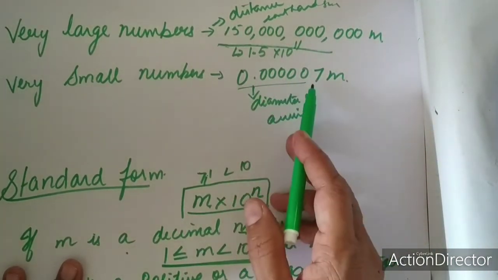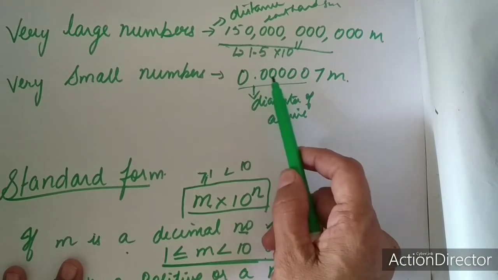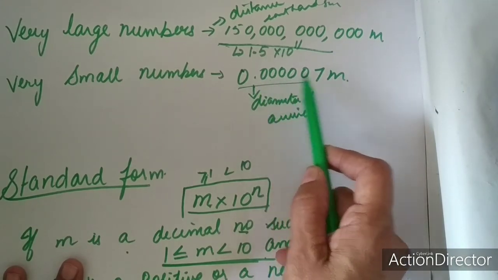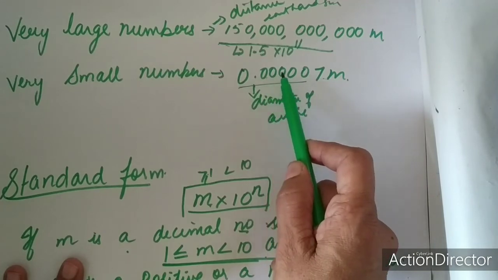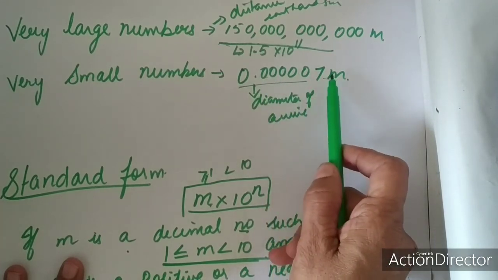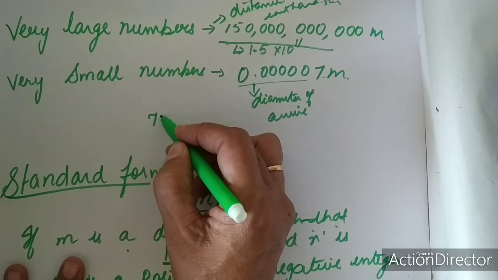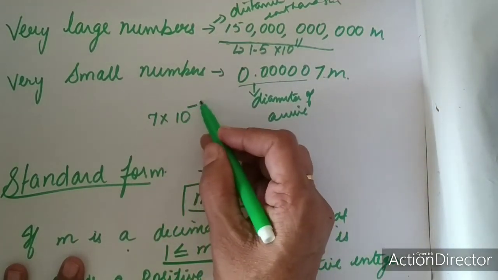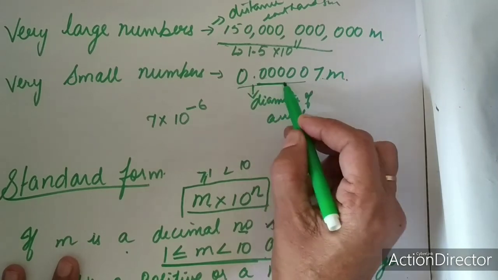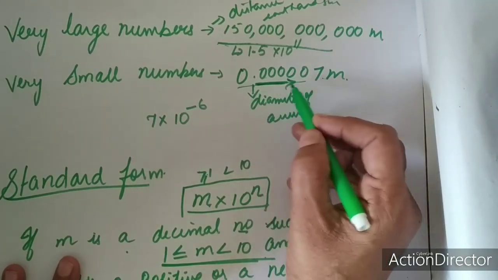Now coming over here, we have to move the decimal place after 7. So how many places are you moving? 1, 2, 3, 4, 5, 6. So this can be written as 7 into 10 raised to the power of minus 6, because the decimal point is moving from left to right.